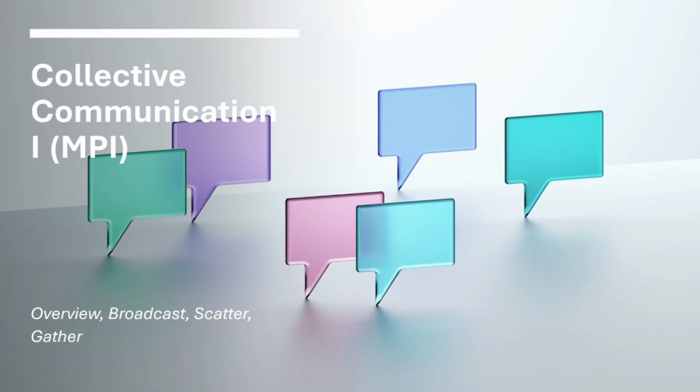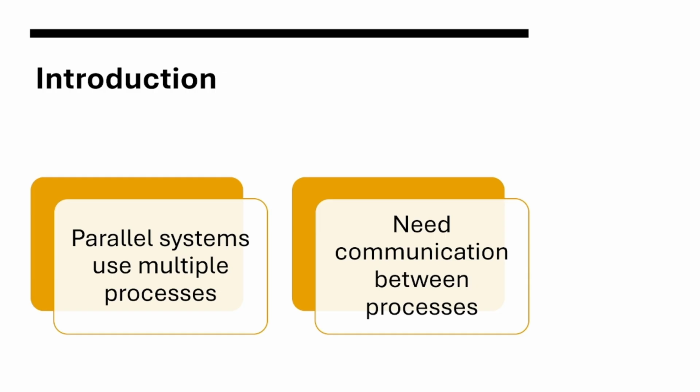So let us first understand what communication is in parallel computing. In parallel computing, tasks are divided among multiple processes that run on different processors or cores. While each process performs its own computation, they often need to share intermediate results, coordinate actions, or combine outputs to solve large problems.